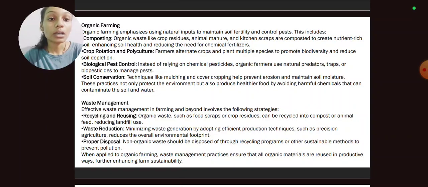These practices not only protect the environment but also produce healthier food by avoiding harmful chemicals that can contaminate the soil and water. Waste management. Effective waste management in farming and beyond involves the following strategies: recycling and reusing. Organic waste such as food scraps or crop residues can be recycled into compost or animal feed, reducing landfill use. Waste reduction. Minimizing waste by adopting efficient production techniques such as precision agriculture reduces the overall environmental footprint.